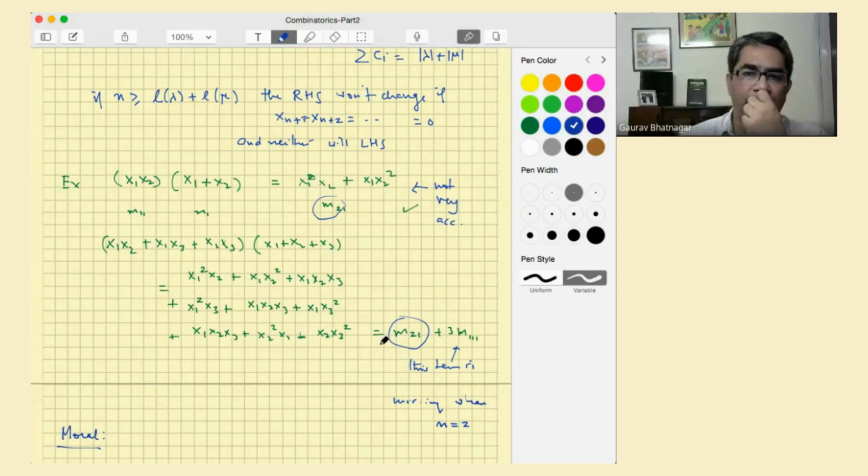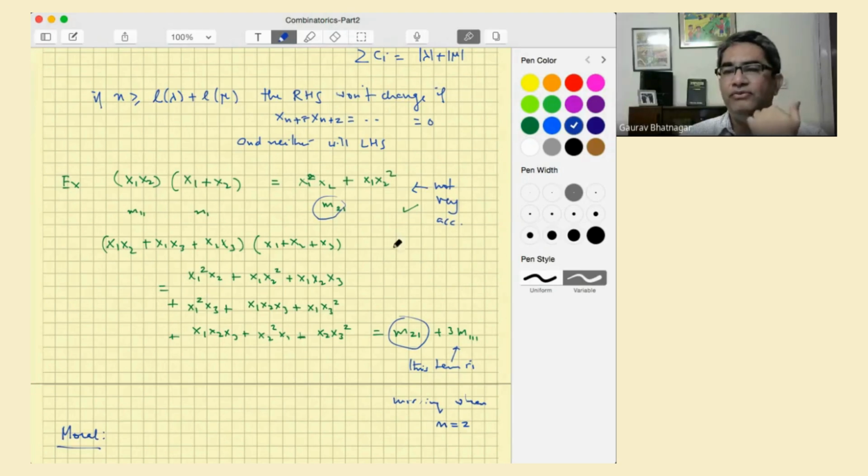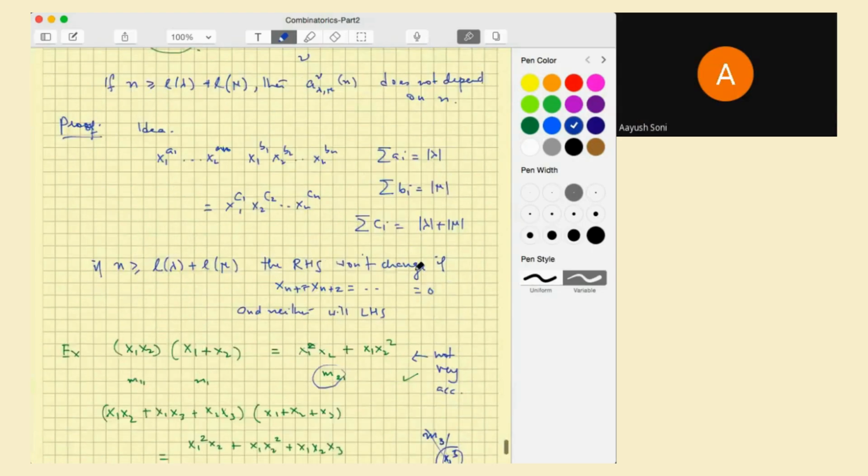So you're saying we're not getting which term? M3 on the right hand side. Yeah, the coefficient might be zero, right? In this product, do you see a term like x1 cubed? The answer is no. So the m3 term might be zero. Makes sense. Thank you.